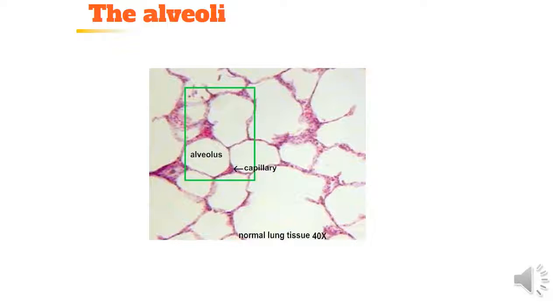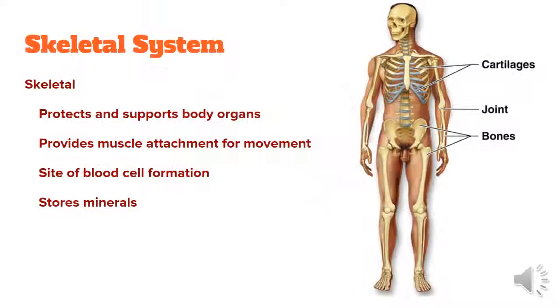Then I always like showing these pictures as well, so you can see this is just a portion of the lung that's been sectioned for the slide, showing you the alveolus, which is the singular of alveoli, and then your capillaries. All right, so let's move on to the skeletal system.